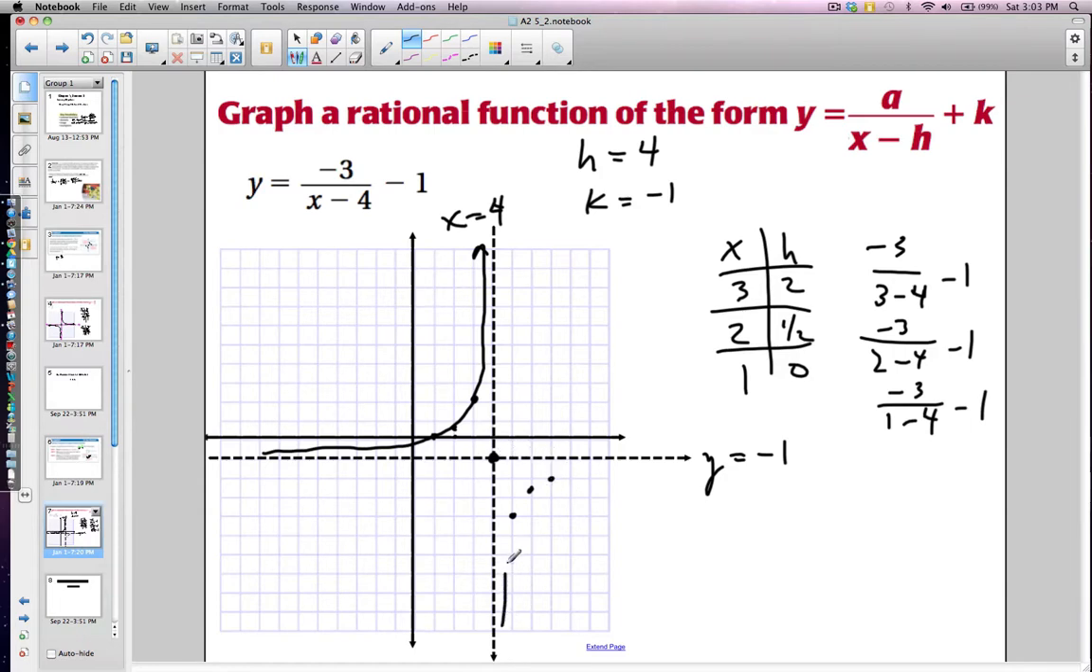Again, you could go ahead and do a second input-output table. It doesn't make any difference. You're going to get the same points. Okay, so that's graphing a simple rational function in this form.